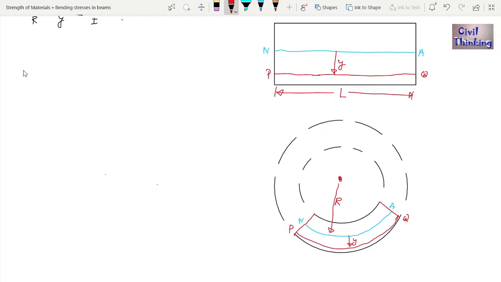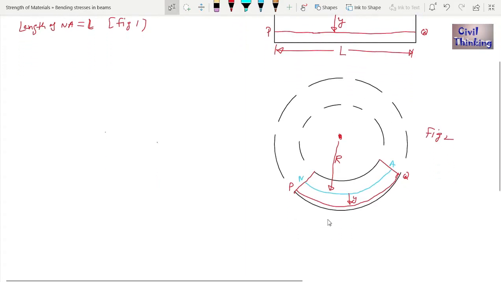Now what is the length of the neutral axis? The length of the neutral axis is equal to L. Let me call this figure 1, and this one is figure 2. Length is L, but in figure 1, as you can see. Now what is the length of the neutral axis in figure 2? Here it is an arc.